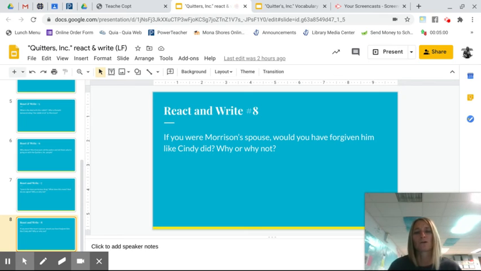If you were Morrison's spouse, would you have forgiven him like Cindy did? Why or why not? The other question I have, just as you're doing that, and I'm thinking, why would she forgive him? I mean, wouldn't it just be easy to be like, I don't want to be part of this? But do you think there's more to it than what we know as readers? Think about that.